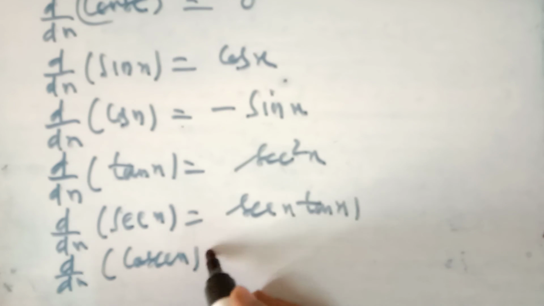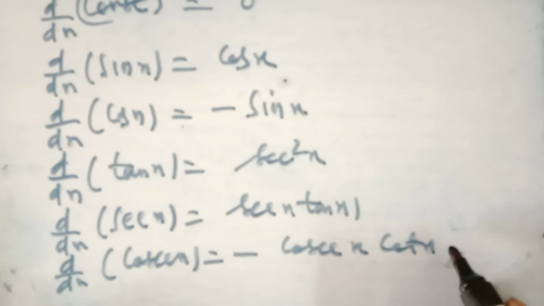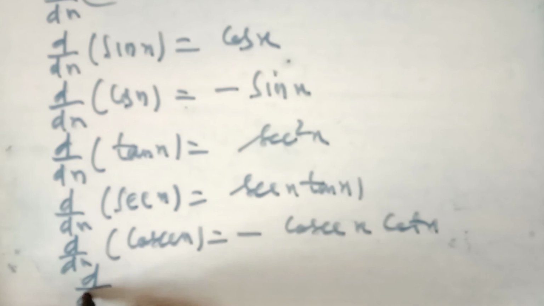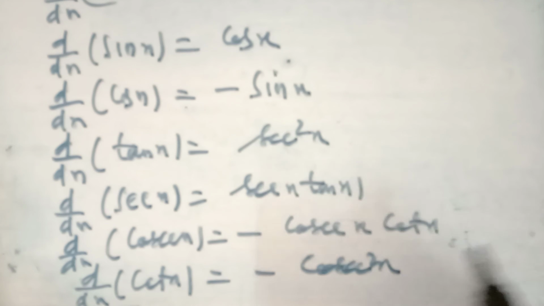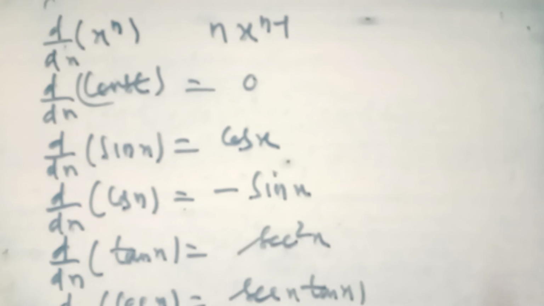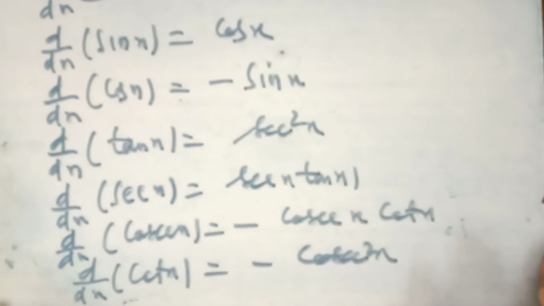Then we have done the derivative of cosec x, which is equal to minus cosec x into cot x. And then we have done the derivative of cot x, which is equal to minus cosec square x. And these are the conclusions you have to learn: derivative of x to the power n, derivative of constant, derivative of sin x, derivative of cos x, tan x, sec x, cosec x and cot x. ये आपको लर्न करने हैं conclusions.